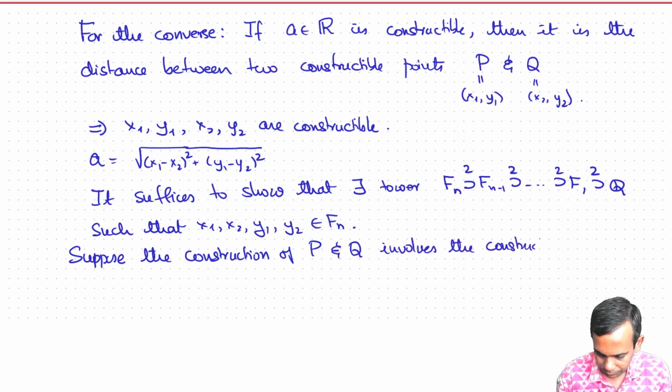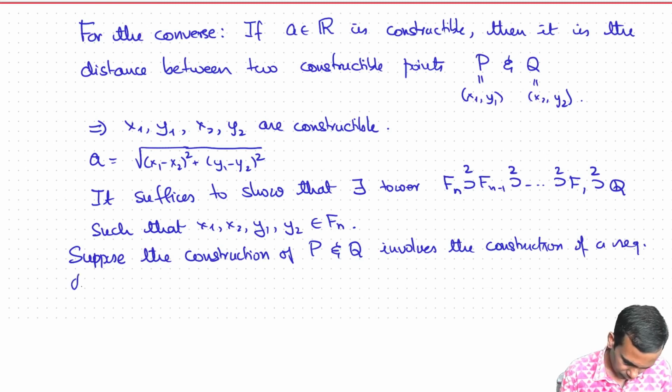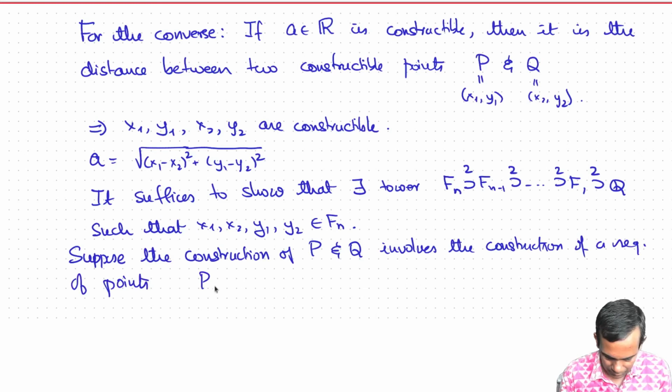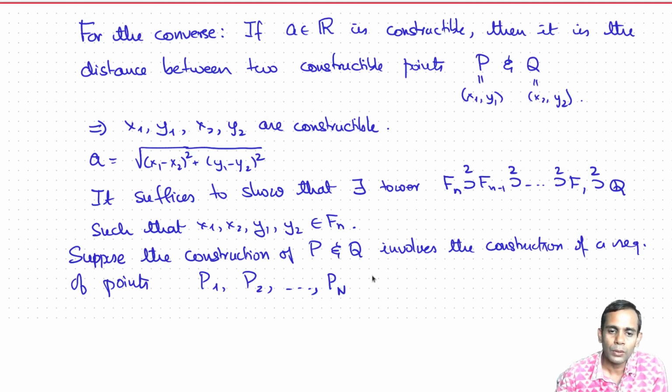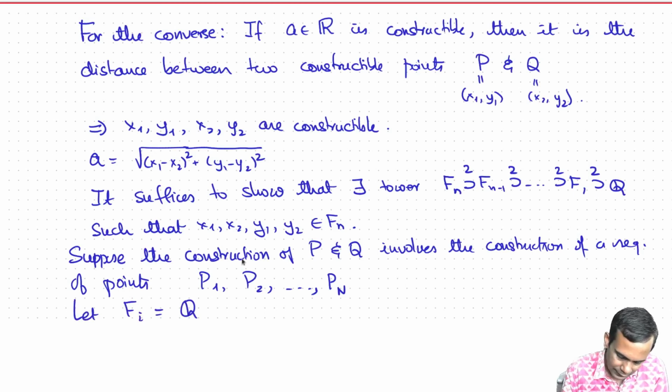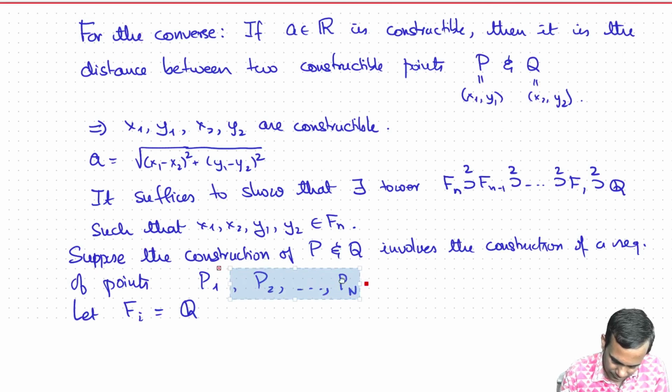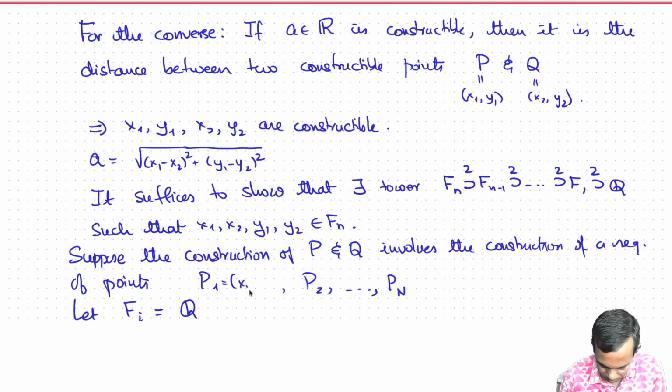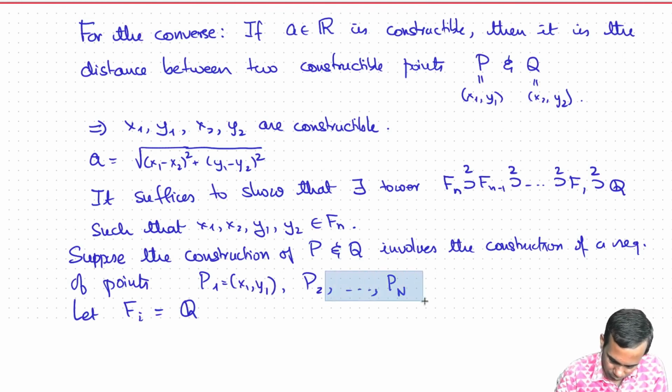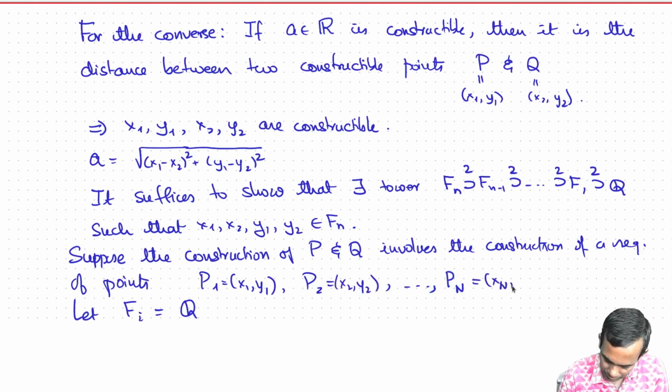the construction of a sequence of points P1, P2, up to Pn in this order, such that each Pi is constructed by joining either two lines in the previous step of the construction, or a circle and a line in the previous step of the construction, or two circles in the previous step of the construction. Then let Fi be the field extension of Q containing, let's say, P1 is (x1, y1), P2 is (x2, y2), Pn is (xn, yn).